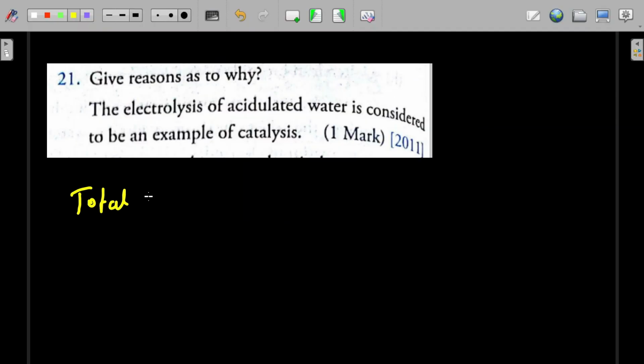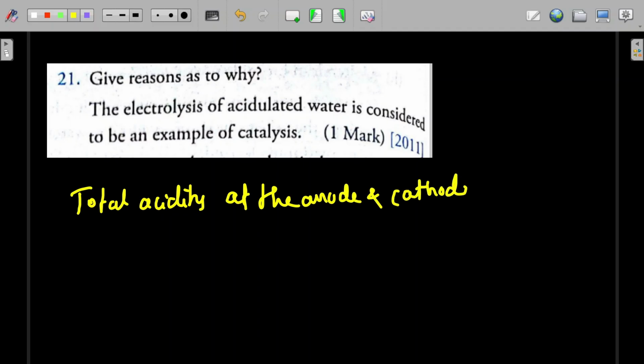Okay. So you can also write here total acidity at the anode and cathode is unaffected, because in this whole process only water gets decomposed. Okay, and nothing will happen to the concentration of H plus coming from the acid. Hence the total acidic nature will remain as it is, and this will be an example of catalysis.